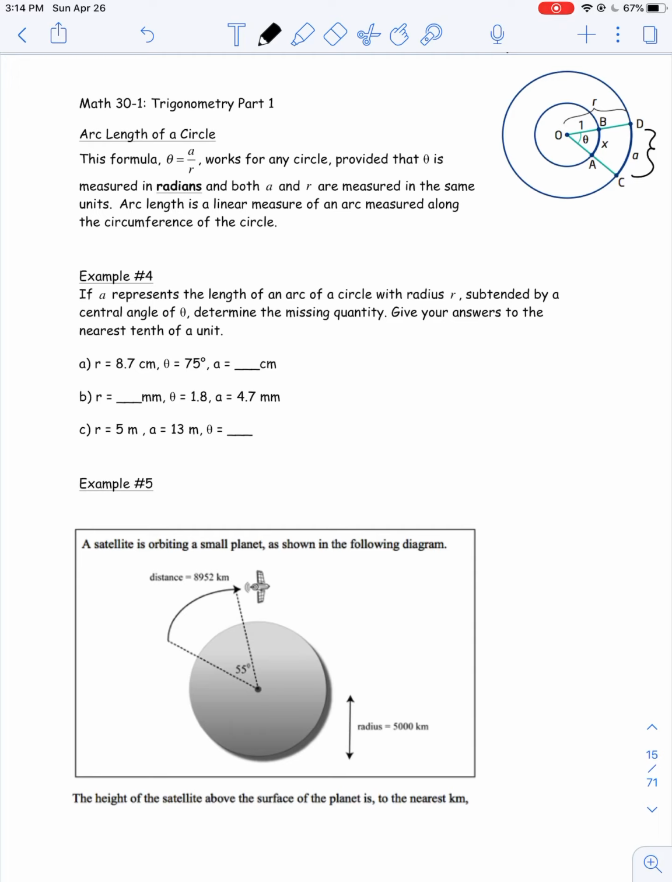So example number 4, they want us to calculate the A value. First of all, we need to convert the angle into radians. So the angle is equal to 75 degrees. We're going to multiply by π over 180. And we can be in decimal form here.